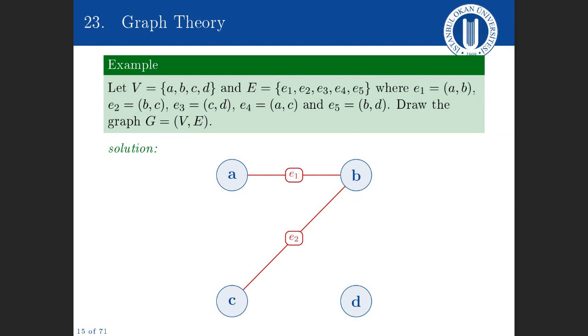The third one, E3. The question tells us that E3 joins C to D, so we draw that. The question tells us that E4 joins A to C, so let's draw it. And the question tells us that E5 joins B to D. So again, let's draw it. And then we're finished. We've drawn the 4 vertices and we've drawn the 5 edges.